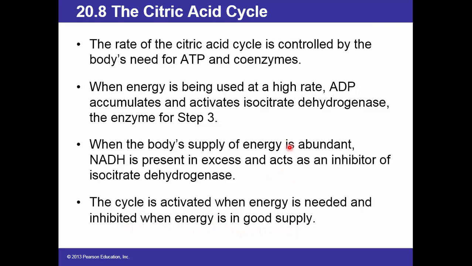So the enzyme isocitrate dehydrogenase, in summary, as you can see, is inhibited by excess NADH and activated by ADP. Both ADP and NADH are allosteric effectors of the enzyme called isocitrate dehydrogenase.